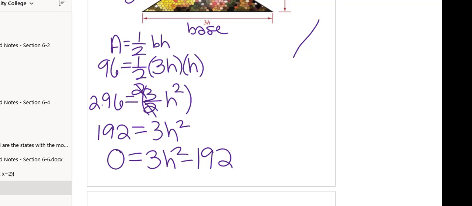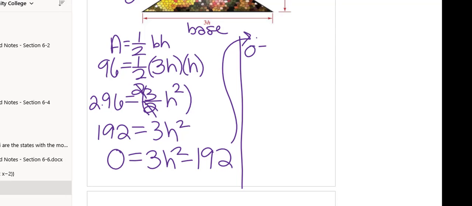I'm going to move this up, make a little bit of room, and move this up here for more room. So 0 is equal to 3h squared minus 192.